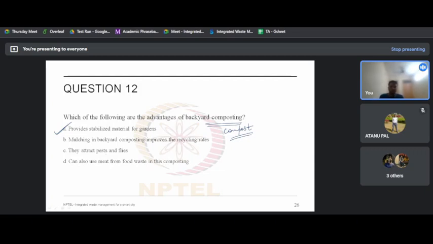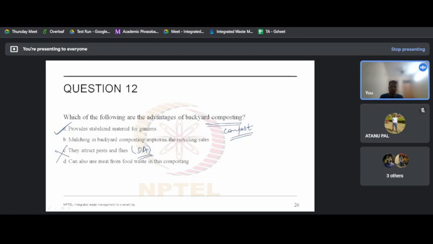They attract pests and flies. So this is not an advantage. This is rather a disadvantage of composting. If the compost is not properly done or not properly packed, it can attract these pests and flies. Quite obvious because degradation is happening. So this is not an advantage, it is a disadvantage. So this we can remove.